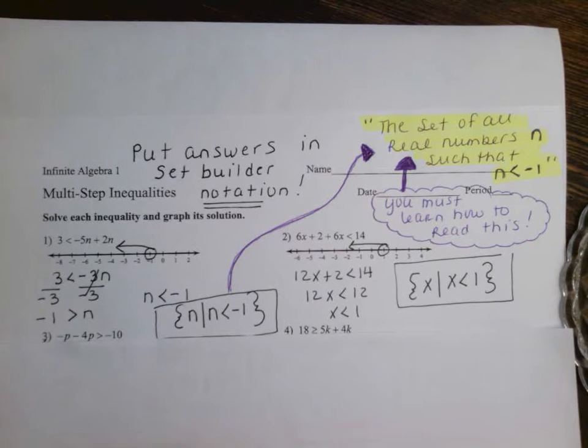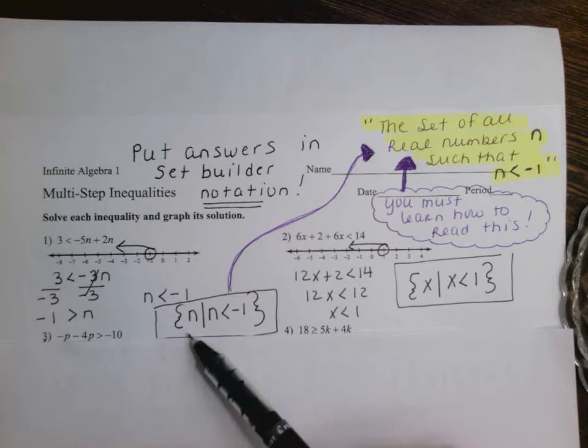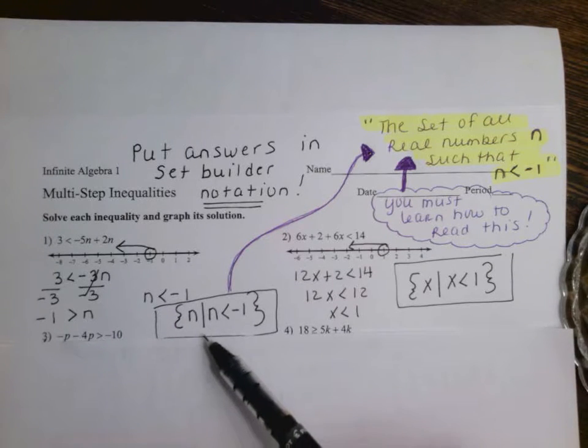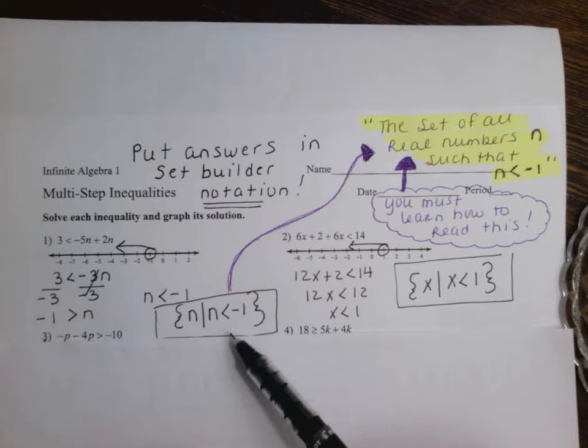The number 1 is read as the set of all real numbers n such that n is less than -1. Unless you specify an integer or a natural number, it's assumed it's a real number. So let me read that to you one more time. The braces mean set of. So this is the set of all real numbers n such that n is less than -1.